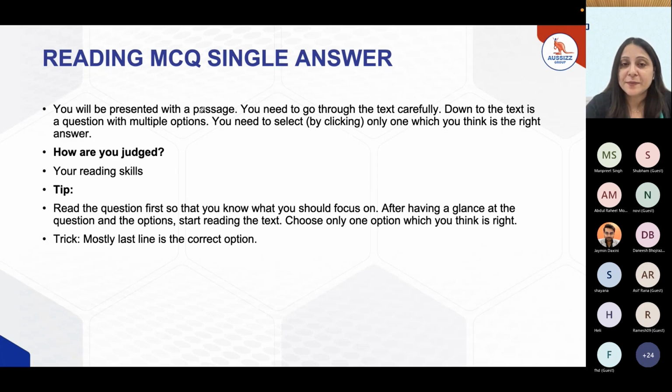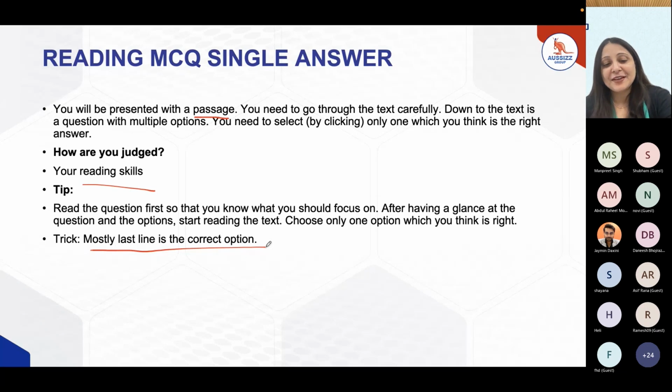You will be presented with a passage and you need to go through the text carefully. Down below the text is a question with multiple options, and you need to select by clicking only one which you think is right. You are judged only for reading section, and the tip is to glance through the question first and then check the paragraph. And my trick is that mostly the last line is the correct option. In 95% of paragraphs you will see the answer is in the last line in PTE options.